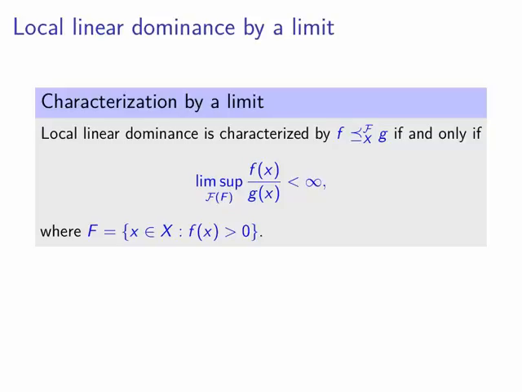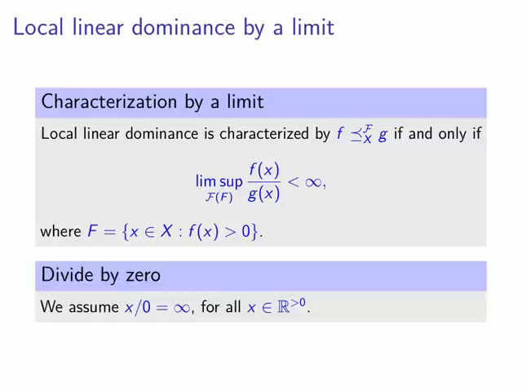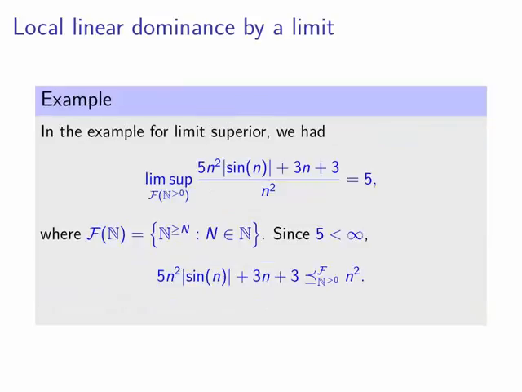f is locally linearly dominated by g if and only if the limit superior of f divided by g is finite, where the limit superior is along a filter basis on a set where f is positive. And if there's a division by 0, then we will assume that that's infinite. For the limit superior example we had before, this limit superior is 5. Since 5 is a finite number, we can deduce local linear dominance.